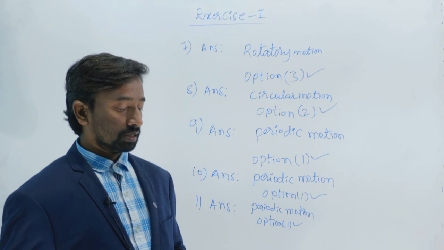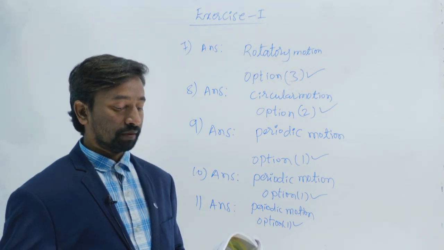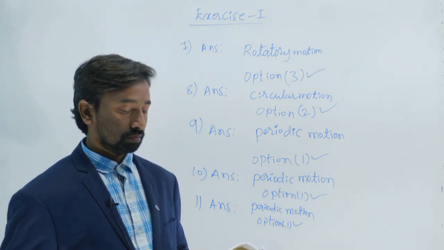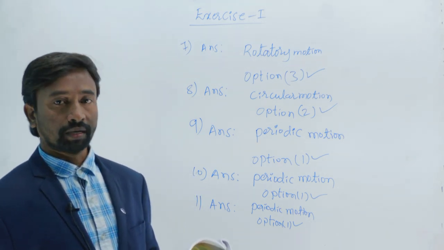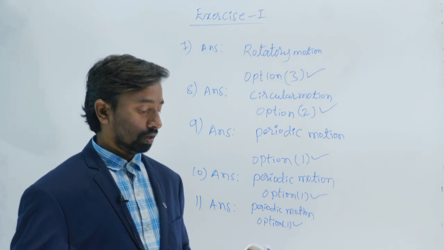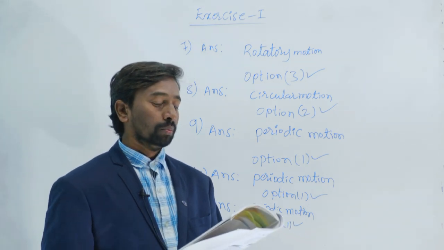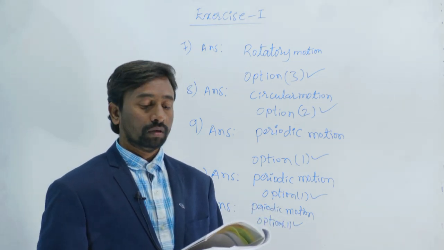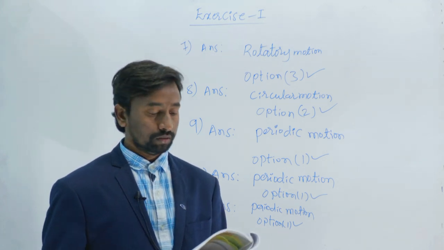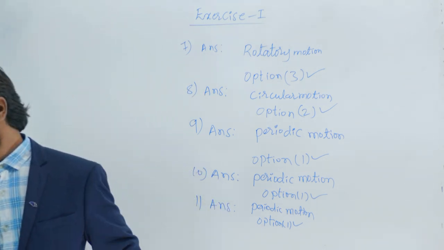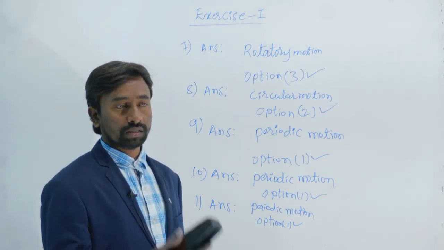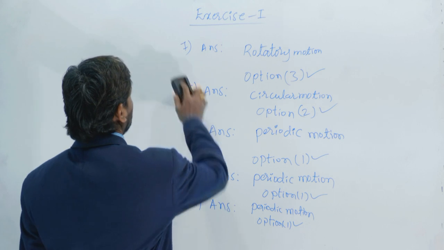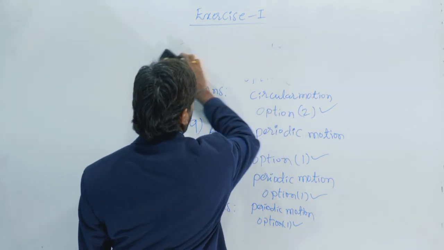The motion that is not repeated at regular interval of time is called, here the options are given: periodic, non-periodic, random and rectilinear. Okay. So here we can write that it is not repeating in the regular interval of time, but it is repeating its motion. Then we can say it is a non-periodic motion.